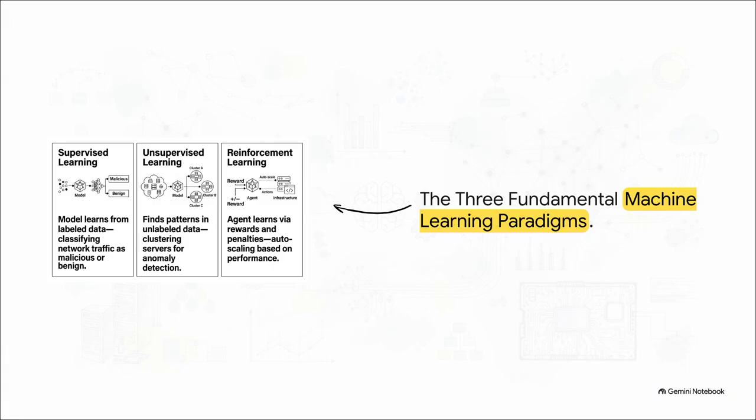First up, supervised learning. This is where your model learns from labeled data. It's kind of like holding its hand and teaching it, hey, this is malicious traffic and this is benign traffic. Next is unsupervised learning, which is all about finding hidden patterns in unlabeled data. This is perfect for clustering servers to spot anomalies you didn't even know were happening. And lastly, reinforcement learning. Here, an agent learns through a system of rewards and penalties. It's totally ideal for dynamic stuff, like automatically scaling your infrastructure based on live performance feedback.